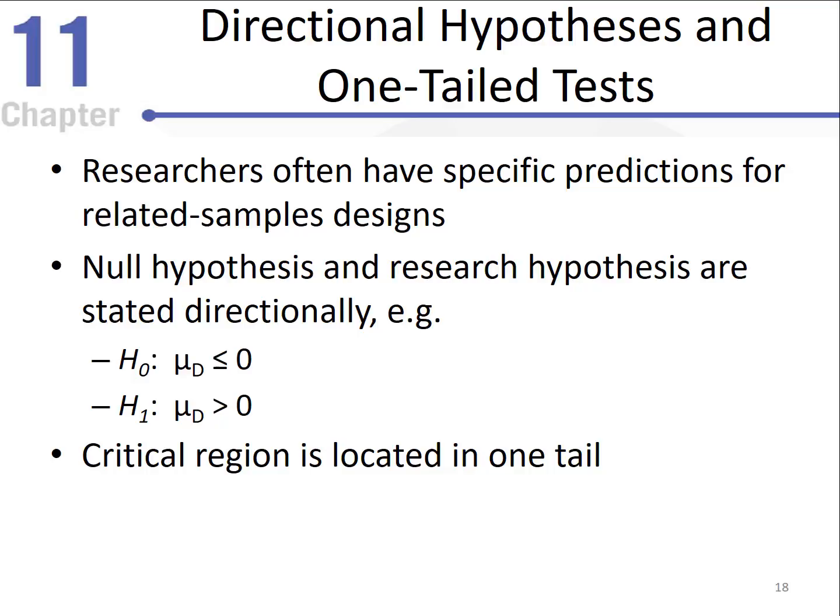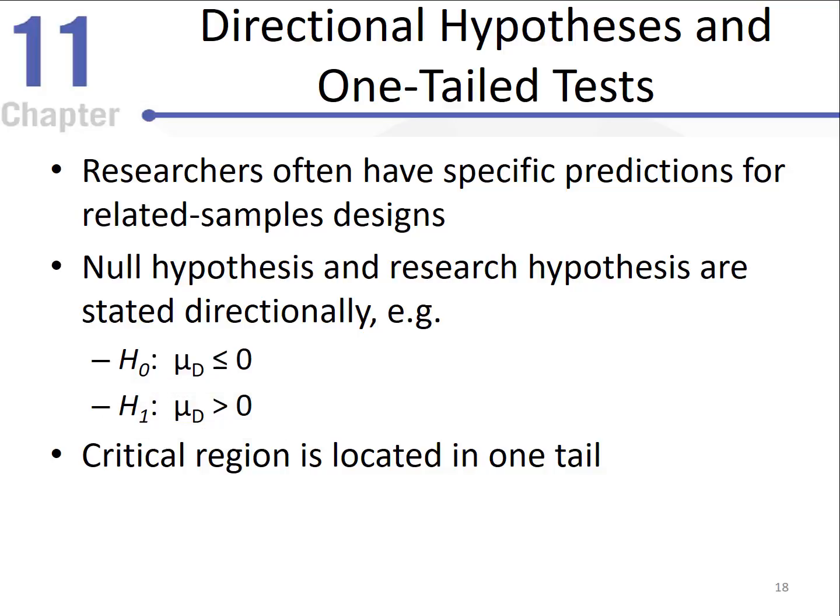Often the researcher has a specific prediction for a related sample design. Let's use our example again. If we think that medication causes drowsiness, and people play a video game and then they play it after they use the medication, most likely we think that they're going to have more accidents afterward if the medication in fact does cause drowsiness, right? We could have done a directional hypothesis saying that if you take the medication, so this is a treatment, then your accidents will increase.